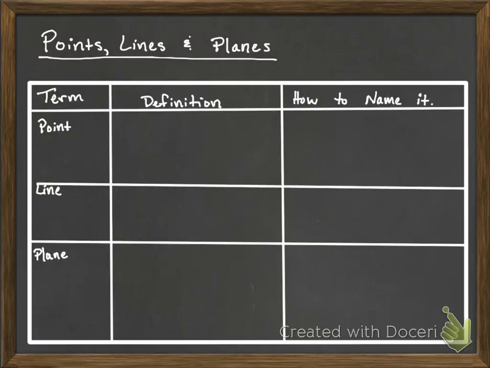We got this thing set up. We got points, lines, and planes. All right, we got our term. That just means your word. You have the definition, and then you got specifically how to name it. Now, there's some of these you're going to have different ways to name. In questions and tests like ACT, they may pick one of the ways to name it.